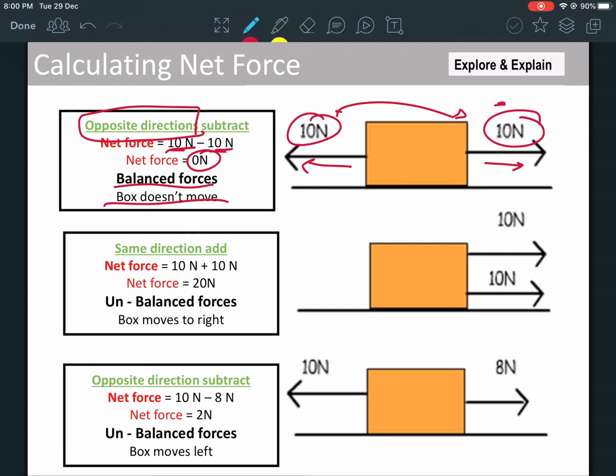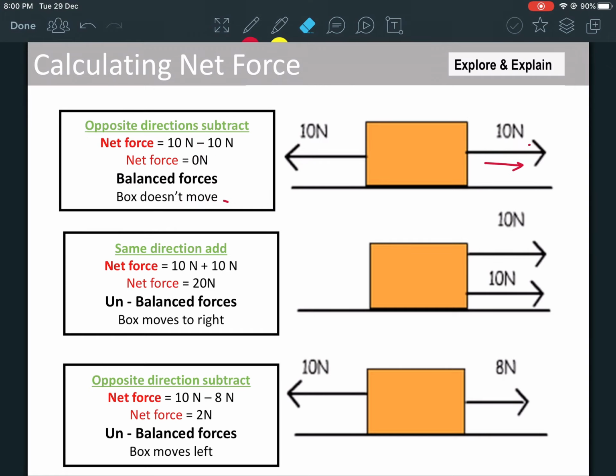Okay. This is another example down there, but this is the same direction. So a force is pulling it this way, another force is pulling it that way. So we add the two forces because they're pulling in the same direction. 10 newtons plus 10, we add. If they're going in the same direction, we add. If they're going in different directions, we subtract. So 10 plus 10 would be a net force of 20. So this is unbalanced, and the box moves to the right. The box would move this way.